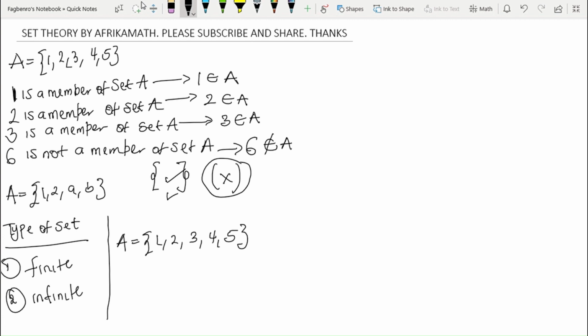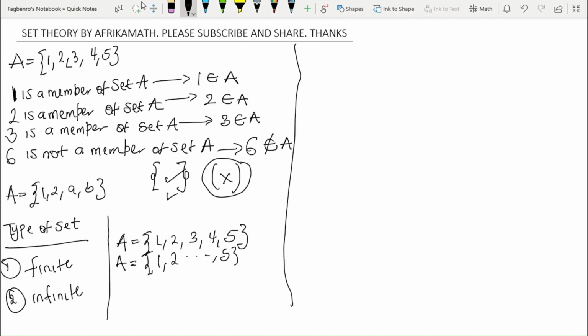Another way that we can write this finite set is if you have set A to be 1, 2, dot dot, 5. This is also a finite set because it has the beginning, which is 1, and the end, which is 5.